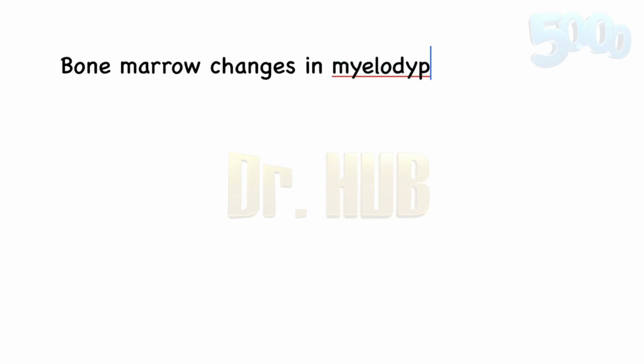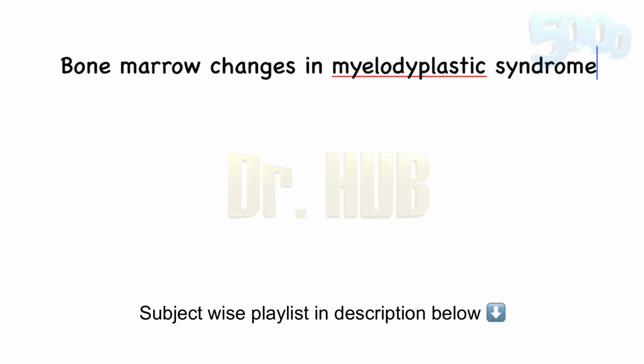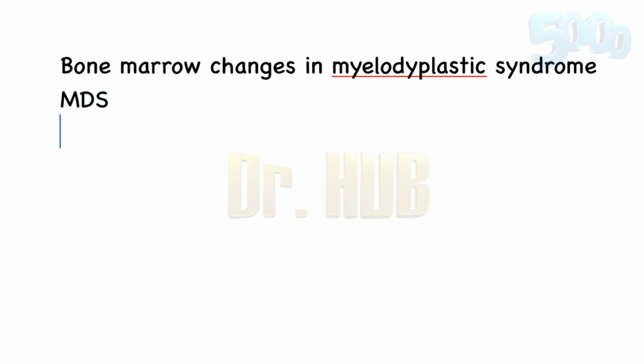Bone marrow changes in the myelodysplastic syndrome, also known in short as MDS. It can lead to dysplasia of the erythroid series, the myeloid series, and the megakaryocytes.